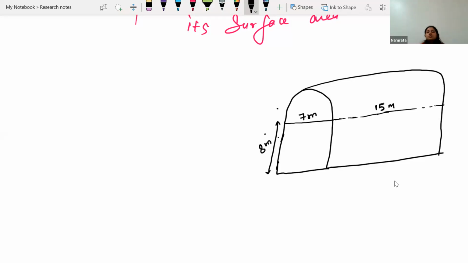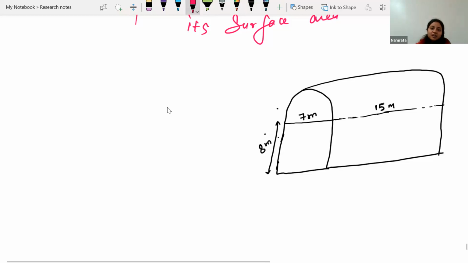How do we find the volume of this object? What is this, a cylinder? We have to identify what exactly it is. It's a combination. Hemisphere and cuboid.